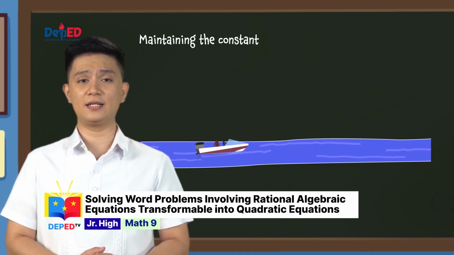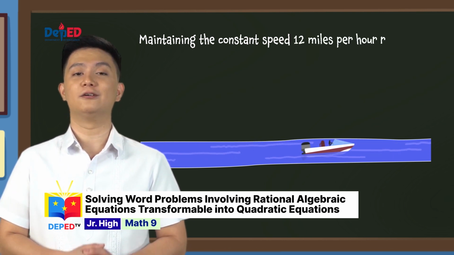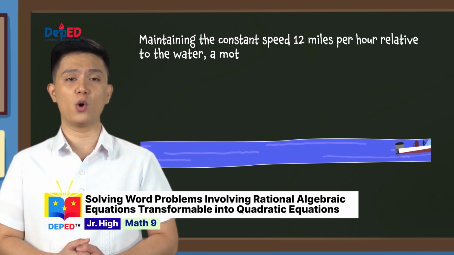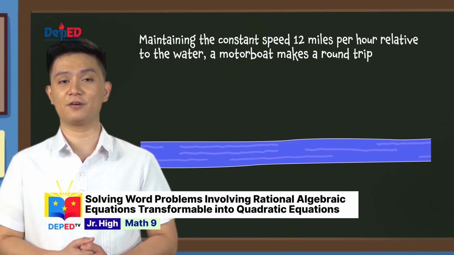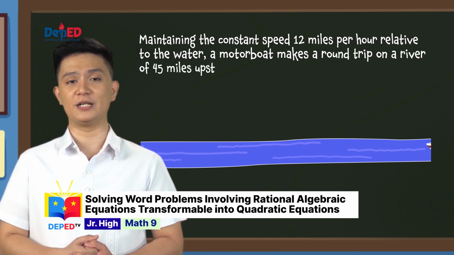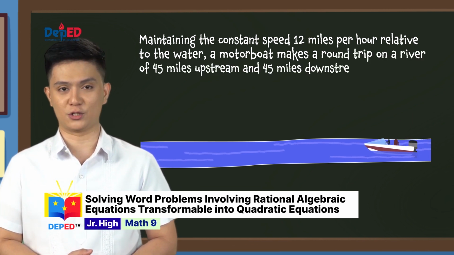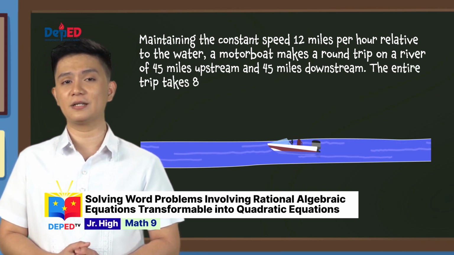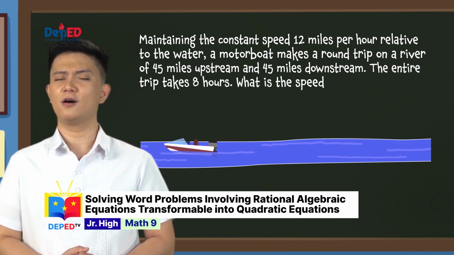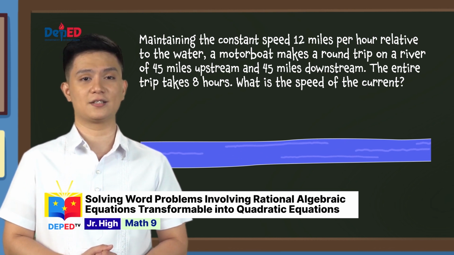Problem number 2. Maintaining the constant speed, 12 miles per hour, relative to the water, a motorboat makes a round trip on a river of 45 miles upstream and 45 miles downstream. The entire trip takes 8 hours. What is the speed of the current?